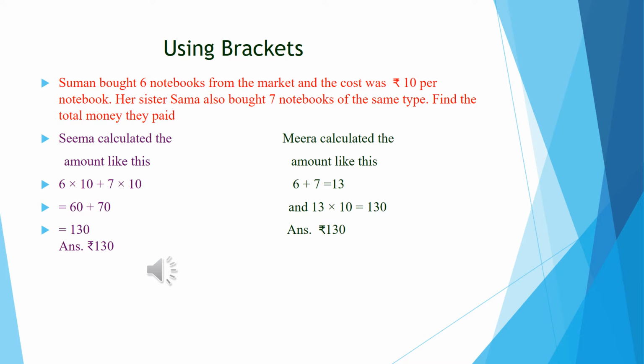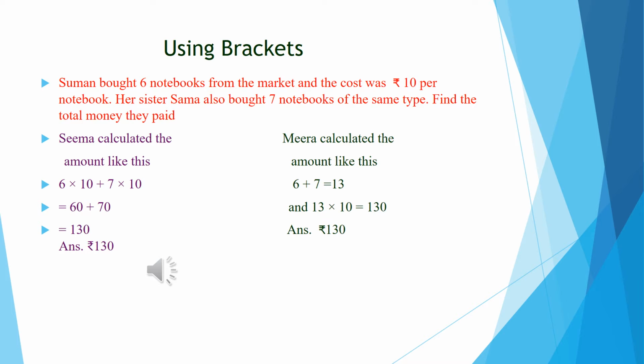Meera first took 6 plus 7 equals 13. Meera is a little smart. What she thought is, since both of them bought the same type of books and the cost is the same, why multiply, why find the cost separately? So first she added the number of books, that is 6 plus 7 equals 13. Then she multiplied 13 with 10 to give us rupees 130.